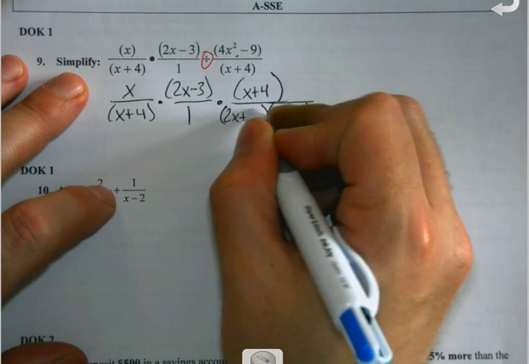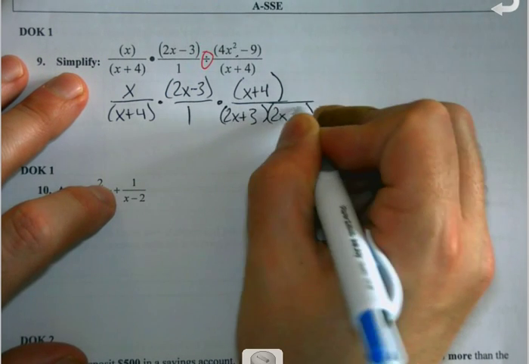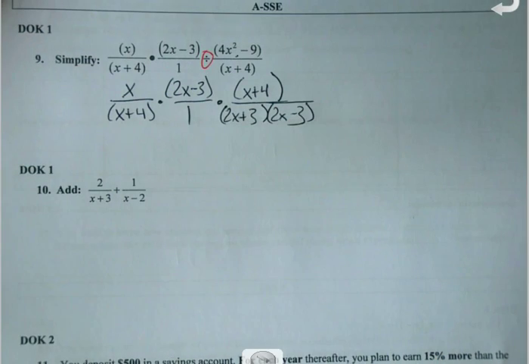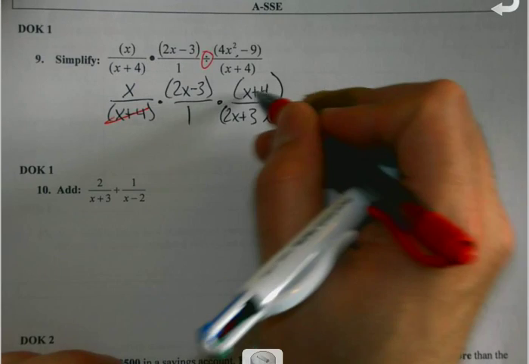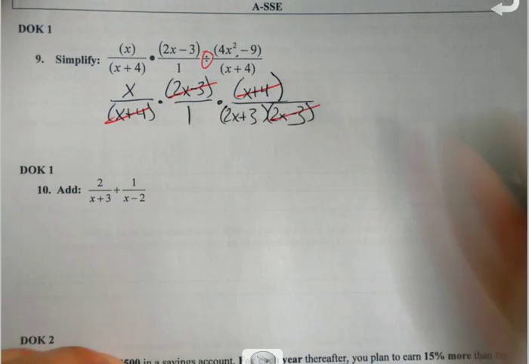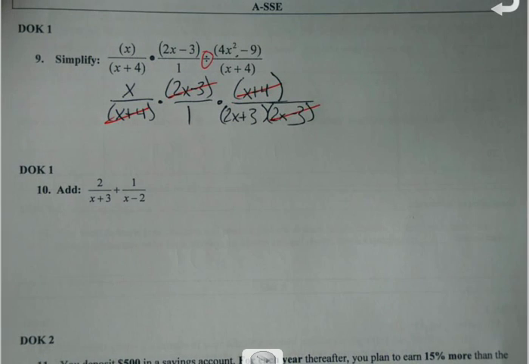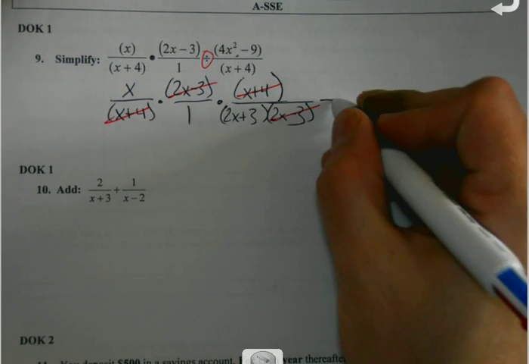Nice. 2x plus 3, 2x minus 3. If you avoid those two pitfalls, life is easy. Because now I can cancel the things that are identical. The x plus 4s, the 2x minus 3s. Again, it has to be 1 in the numerator, 1 in the denominator. And then let's see what we got left.